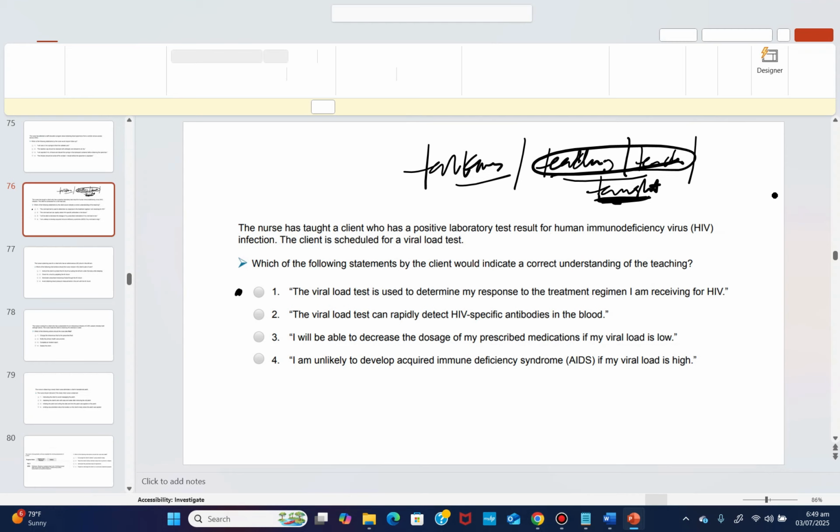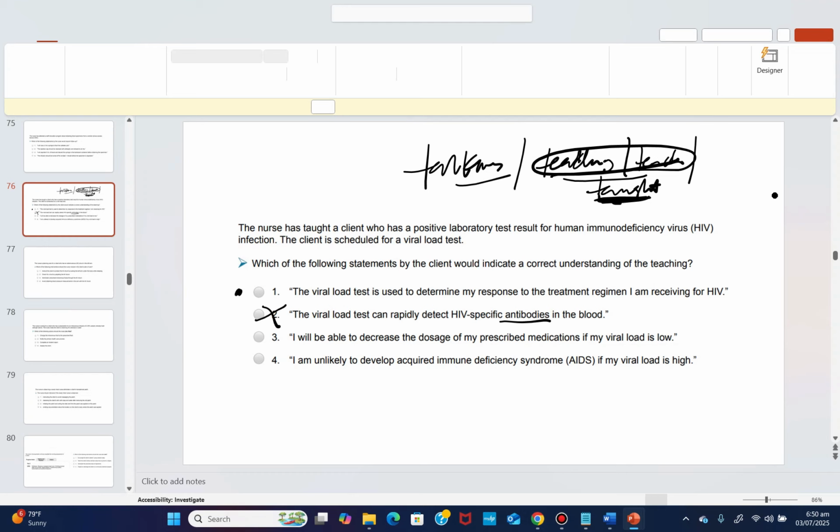You understand? Now, the viral load test can rapidly detect HIV-specific antibodies in the blood. And this I'm not sure about, because how do you detect HIV antibodies? It's not the viral load test. The viral load test is used to determine response, not to detect antibodies. So this I'm going to exit out because this is a pure no to me, right?